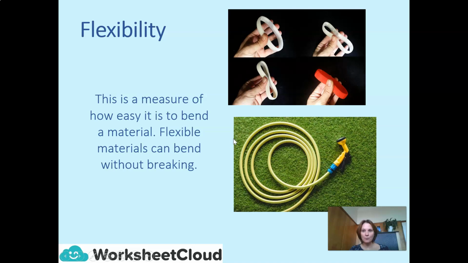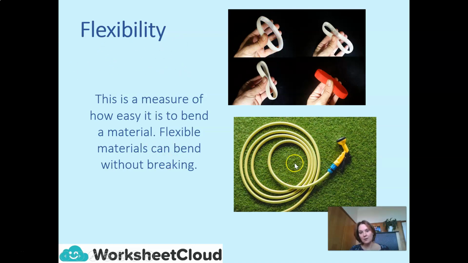Flexibility is another physical property we're going to look at today. This is a measure of how easy it is to bend a material. Flexible materials can bend without breaking. And a very good example here is the components of a 3D printer. They need to be flexible in order for the printer to print out the 3D object. Currently, we are very lucky in South Africa as we are using 3D printers in our homes to print out the masks for the doctors and the nurses that need these to protect them from the virus, COVID-19. So it's very important that flexibility is a physical property.